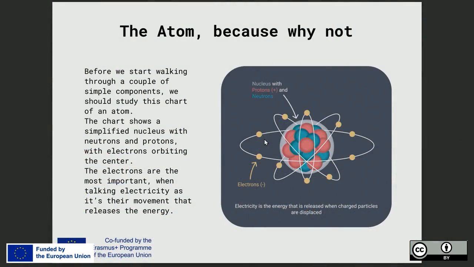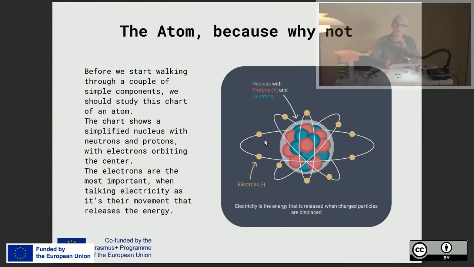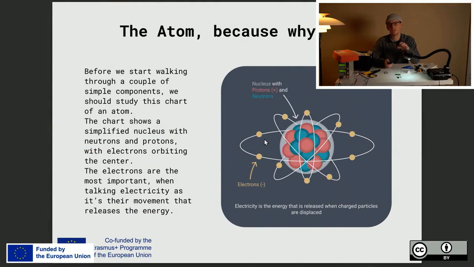Why we talk about the atom is because we're talking about electricity. And electricity is the energy that is released when charged particles are displaced or moved. In this regard, we're mostly talking about the electrons, which are a part of the atom. It is these small particles that are moving around, creating charges, and that's what we utilize to get an LED to light up, or a resistor to resist this current.